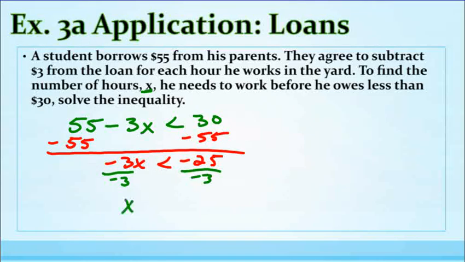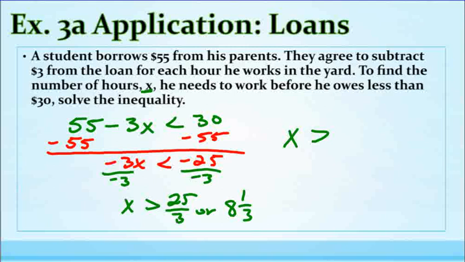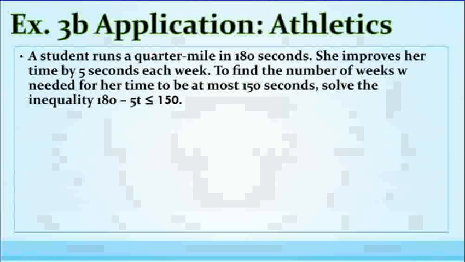And I have x is now greater than 25/3. Or we can write that as 8 1/3. So we would say x has to be greater than 8 1/3 hours for him to have less than $30.